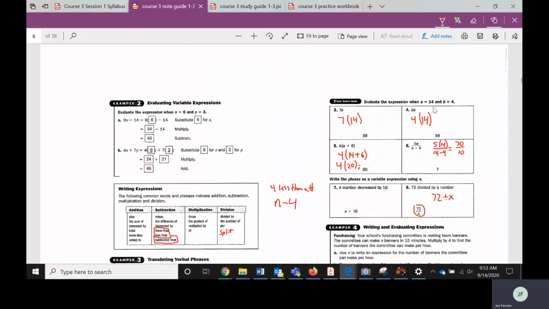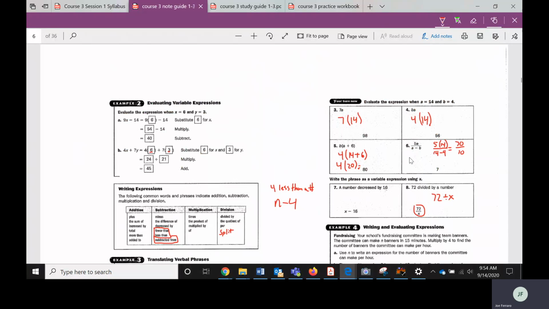Number 4, b times a. b is 4, a is 14. 4 times 14 is 56. Number 5, b times the group of a plus 6. So b is 4, a is 14. Order of operations says do the parentheses first. 14 plus 6 is 20. And 4 times 20 is 80. Again, if you're doing the extra credit work, you need to show one of these steps.